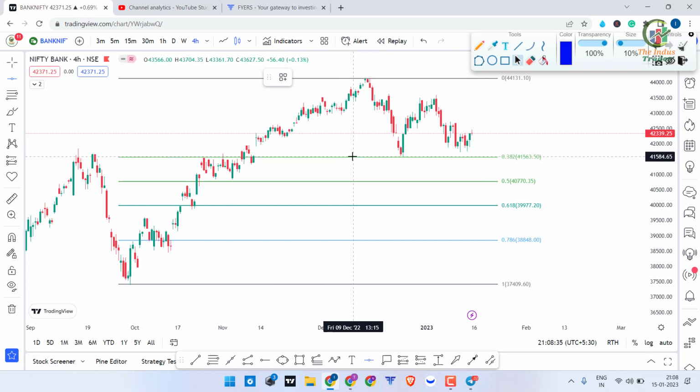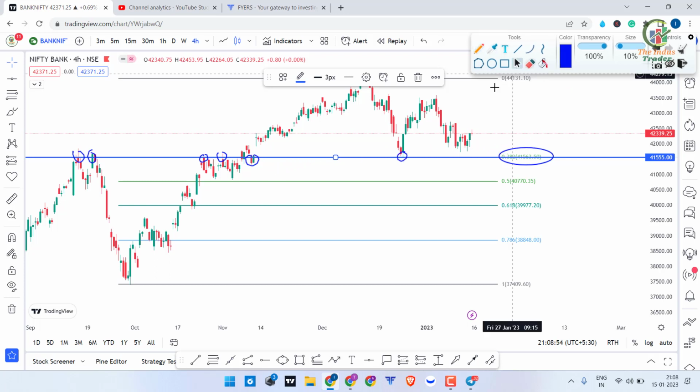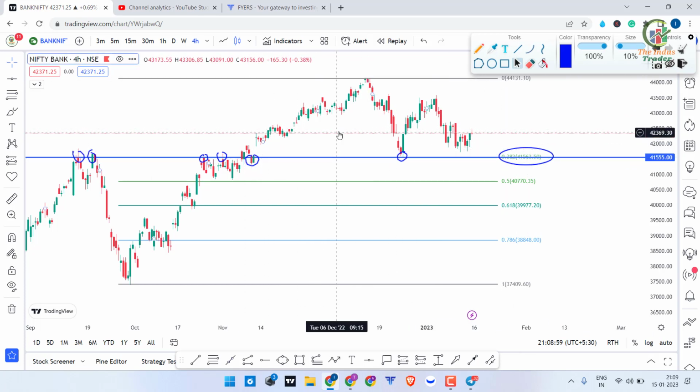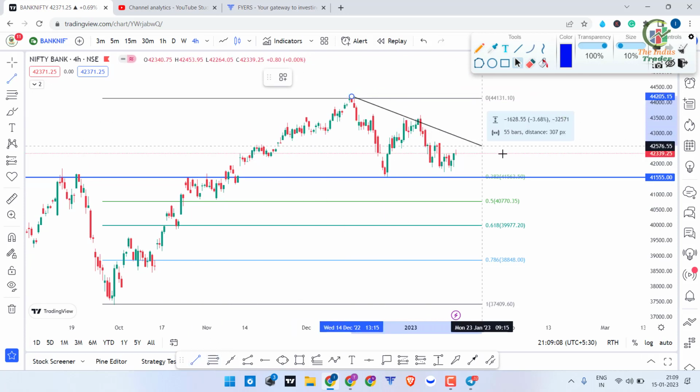This is the 0.3 level. Don't you feel this 0.3 is coinciding with our horizontal support and resistance levels? Even if you see horizontal support and resistance, this is an important level according to that criteria also. So this is an important level. Now let me remove this. And can we get any levels by drawing a trend line? You can also try that.